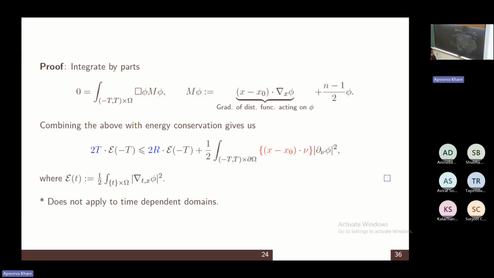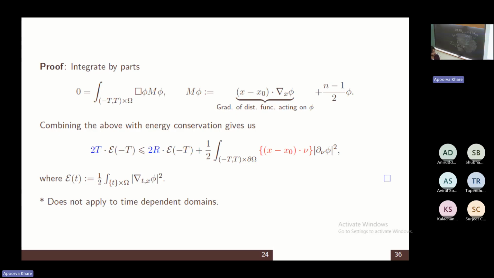Right, so how do you solve this? In elliptic PDEs and parabolic ones as well, there may be many different tools, but in hyperbolic, the most powerful tool that is there is integration by parts. So that's what we do.